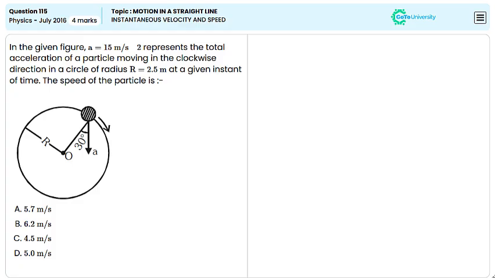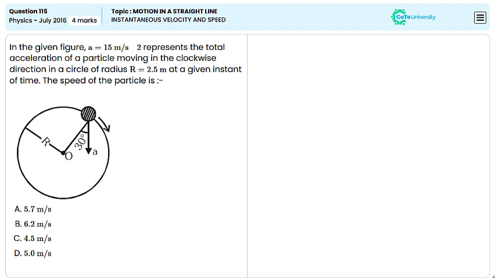In the given figure, A equals 15 meter per second square represents the total acceleration of a particle moving in the clockwise direction in a circle of radius r equals 2.5 meter at a given instant of time. What is the speed of the particle?